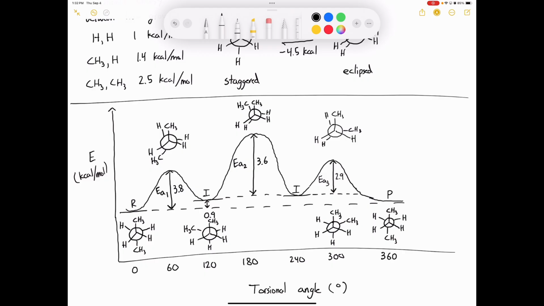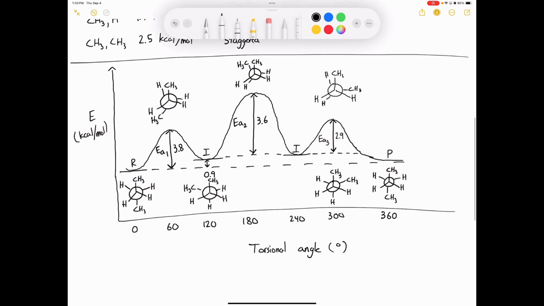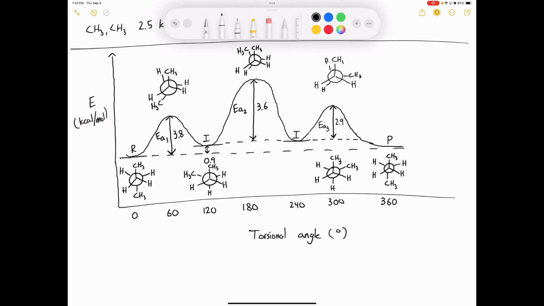You don't have to reproduce the graph, but you should be able to say, here's this conformation, please draw the conformer if I rotate it 60 degrees, 120 degrees, 180. Well, it's probably 60 or 180, in my opinion, because those are the easiest to draw. So that's torsional strain. Any other questions on torsional strain?